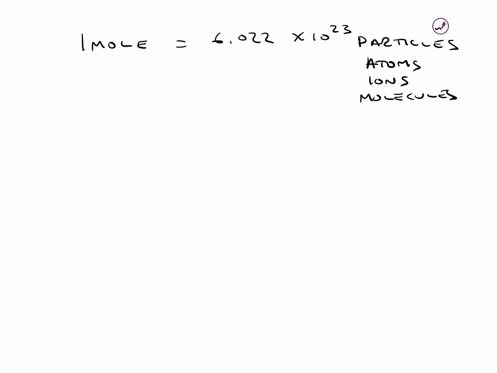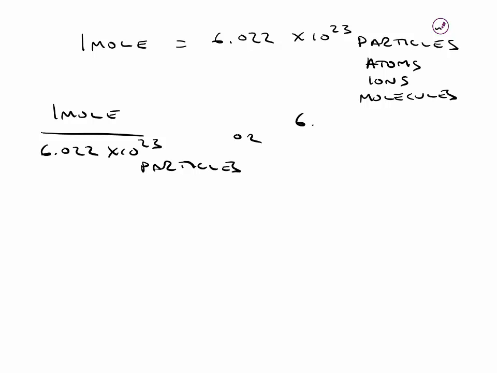So we've written this as an equivalent statement, and I can, of course, generate 2 conversion factors. 1 mole of anything over 6.022 times 10 to the 23rd particles, or the 6.022 times 10 to the 23rd particles over 1 mole of the substance. So now I have 2 conversion factors that I can use to either solve for moles and cancel out particles, or solve for particles and cancel out the moles. Let's try a simple example.